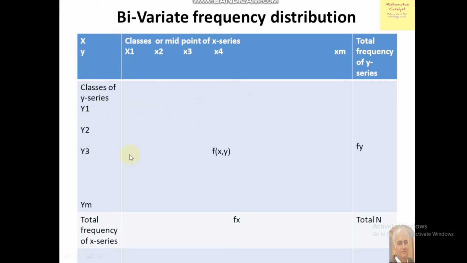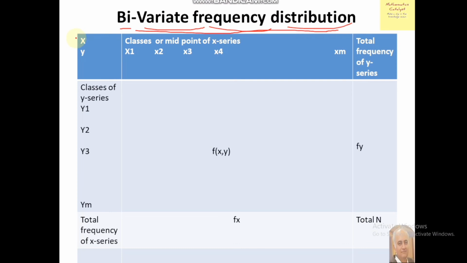Bi means 2, right? Sorry, what is bivariate frequency distribution? Bi means 2, variate means variables, frequency you know बारंबारता, and distribution is बंटन. इसका मतलब bivariate frequency distribution implies the two variables distribution.